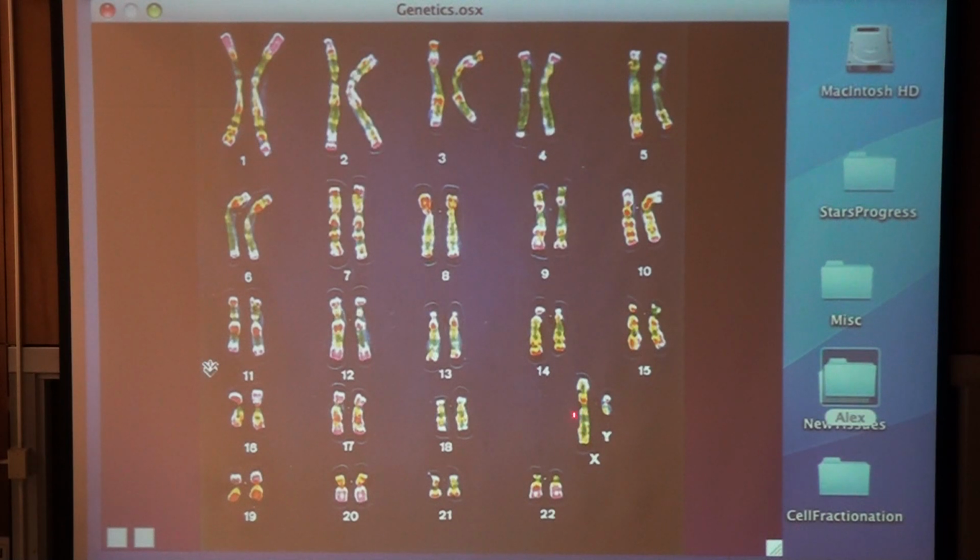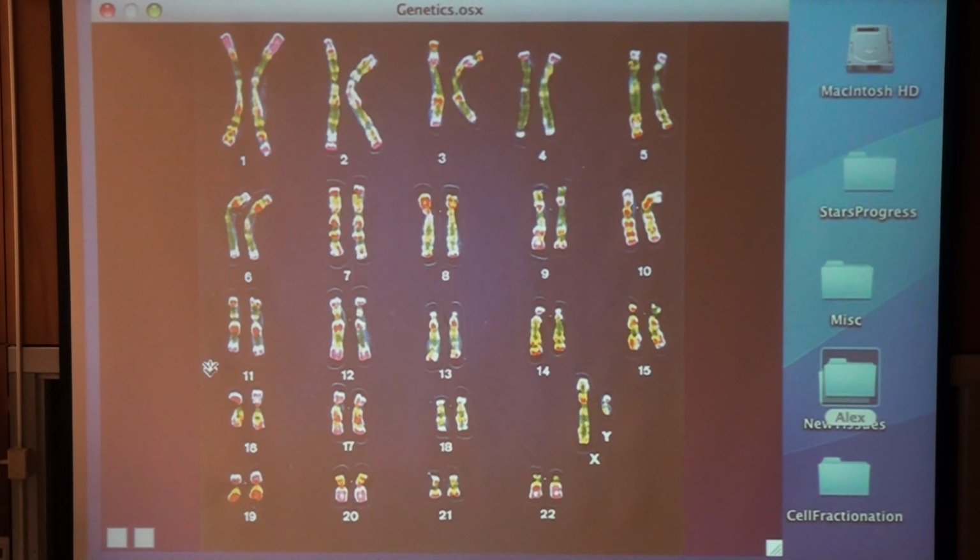Which chromosomes you have for this 23rd pair determine whether you're going to be born as a boy or as a girl. And so all women have 2 of the X chromosomes. They're XX, and all males have 1 X and 1 Y. Males have XY. And so they call any chromosomes that are not exactly the same between men and women sex chromosomes. And any chromosomes that are the same between men and women are called autosomes.